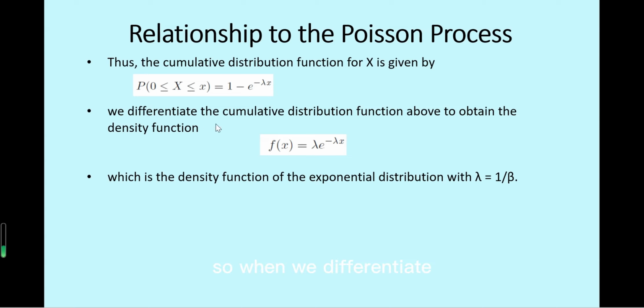When we differentiate the cumulative distribution function above to obtain the density function, the exponential distribution has density equal to lambda e to the minus lambda x. This is the density function of the exponential distribution with lambda equals 1 over beta. Beta is the average time between events in a Poisson process, right?